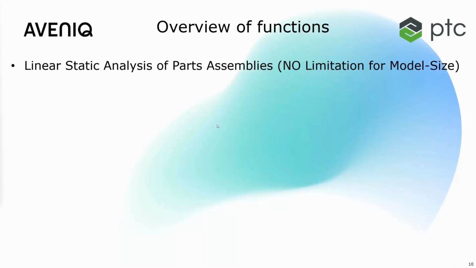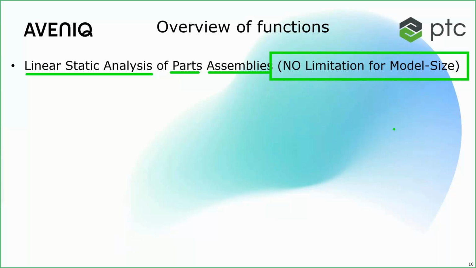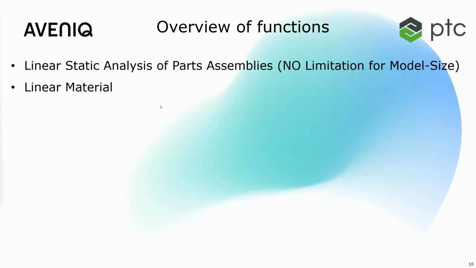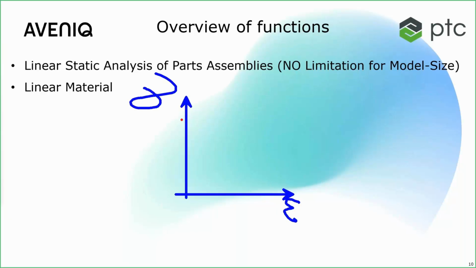With that tool you have the capability to do linear static analysis on parts and assemblies. There is no limitation of the model size. You can use linear material behavior. That means when you look at the stress-strain curve of steel, it looks like that, but in Creo Parametric Simulation Elite, you can only use the orange linear behavior.